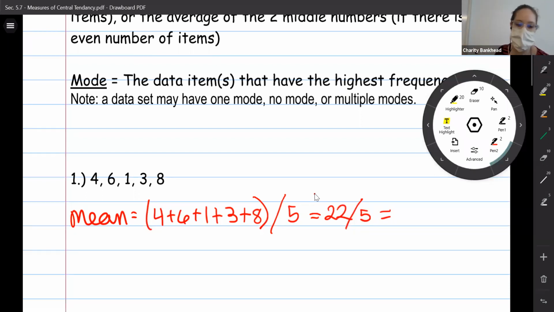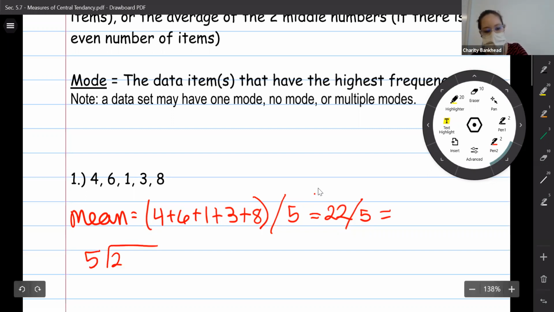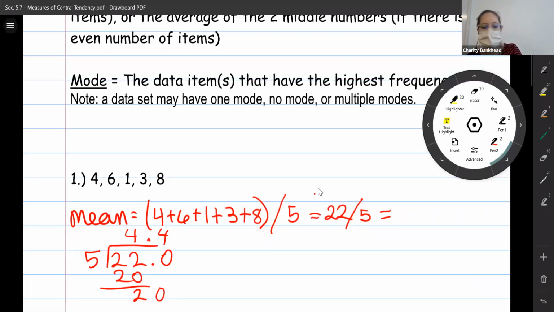So 4 plus 6 plus 1 plus 3 plus 8, we add them all up, that gives us 22. And then we need to do 22 divided by 5. That would go in 4 times. So 4.4. So the mean is 4.4.